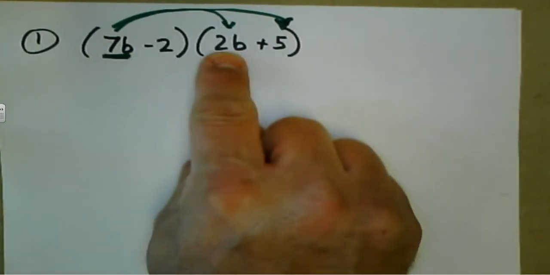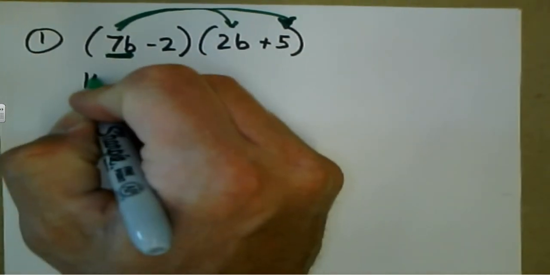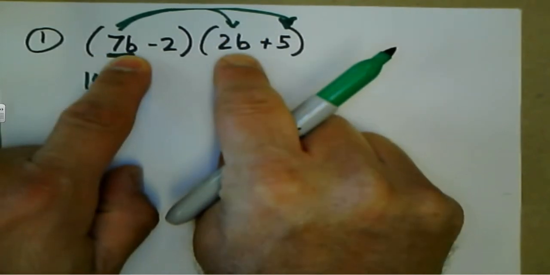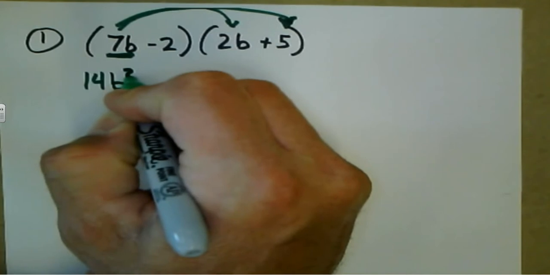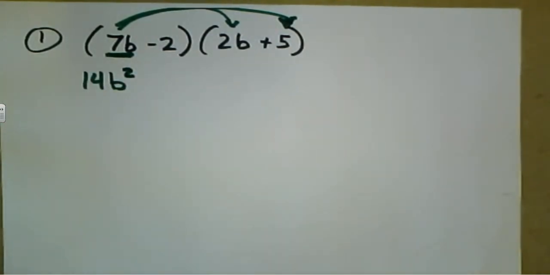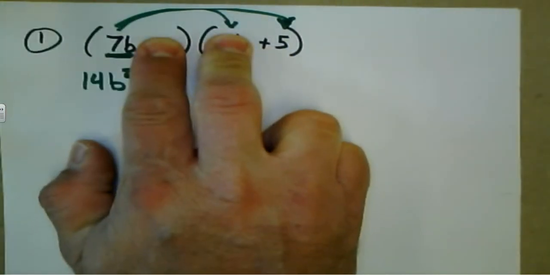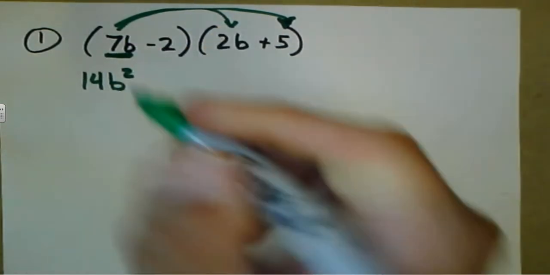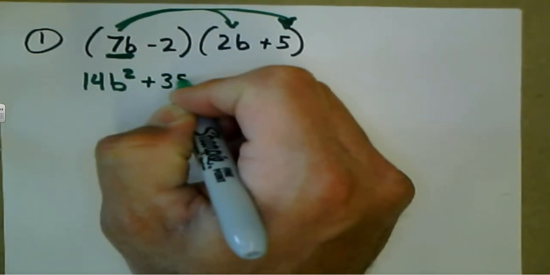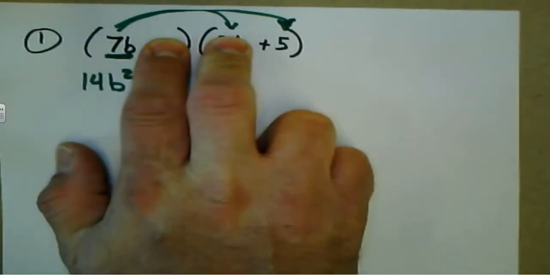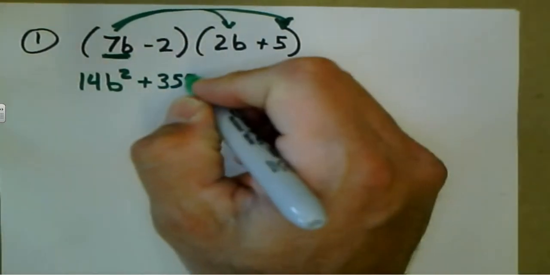So 7 times 2, 14. How many b's do they have together? 1 b here, 1 b there, so how many b's? 2 b's. So we have to put a b squared. That's in multiplication. When we add, we don't do that. Now we're not worried about this part of it now. So 7 times 5, so we put plus 35. How many b's do they have together? There's 1 there, none there, so how many is that? Just 1. So we put 1b.